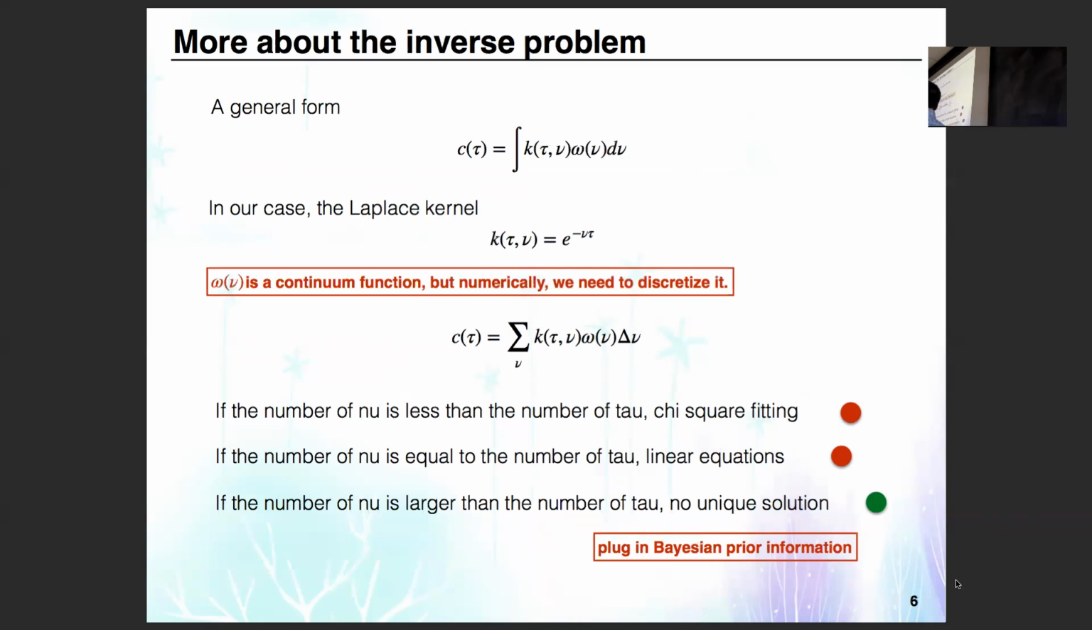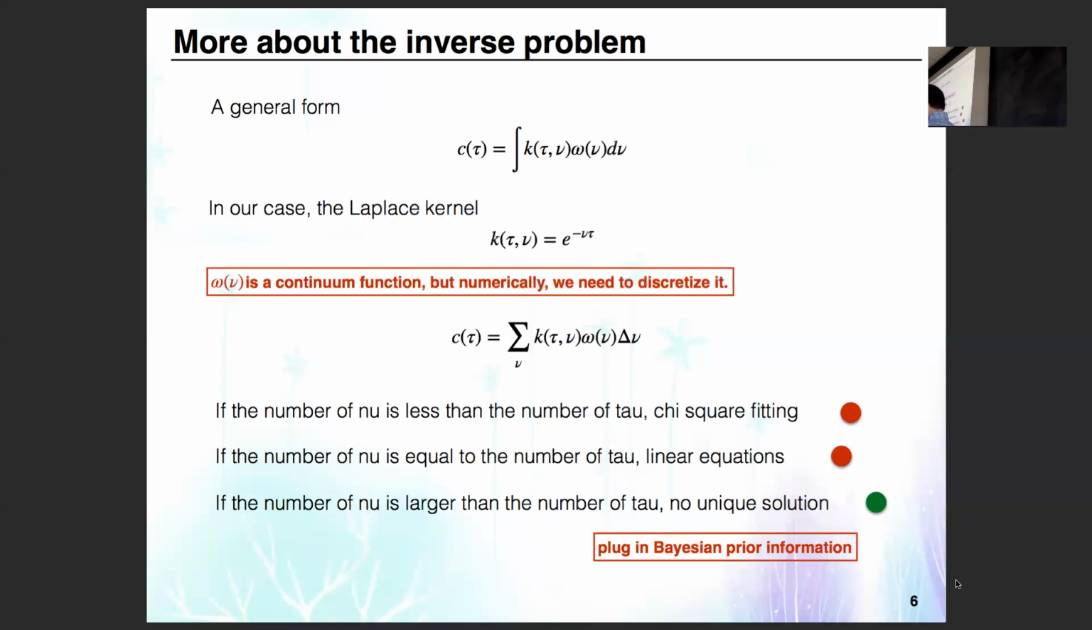discretize mu to a very small number of points. For example, if the number of mu is less than the number of tau we have, this is just a question of doing standard chi-square weighting, because the information we have is more than the result we want. If the number of mu is equal to the number of tau we have, then we need to solve the linear equations. This is just one solution of these equations.